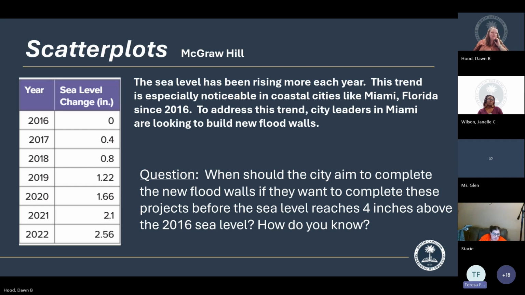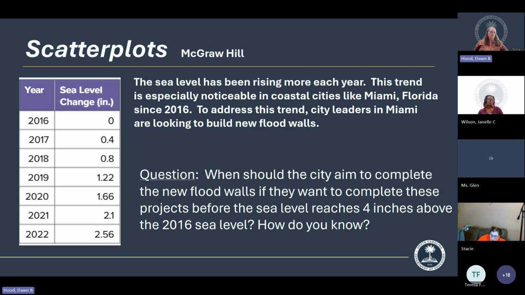You're having to analyze your data, and then like we were saying, when we set up our scatter plot, you have to justify why you set it up the way you did. So with that particular one, you would have to analyze your data in order to figure out what the question was. When is the water sea level going to be at 4? And then justify how you came up with that answer, how you set up your data, how you set up your scatter plot. Okay.